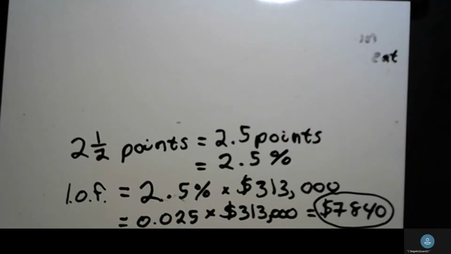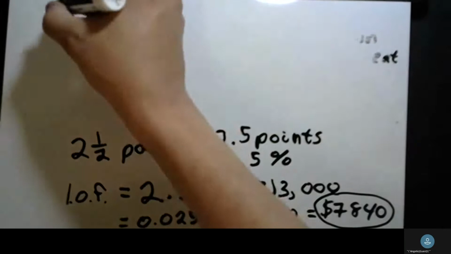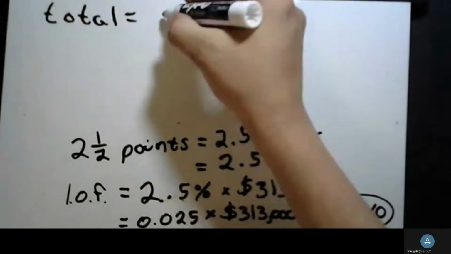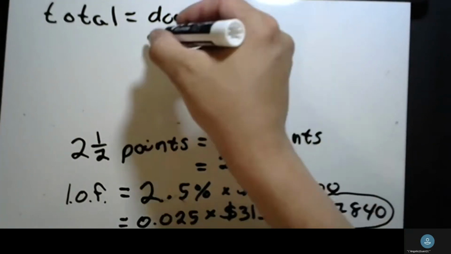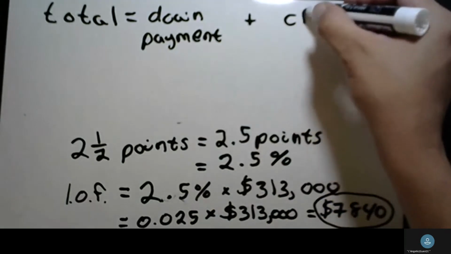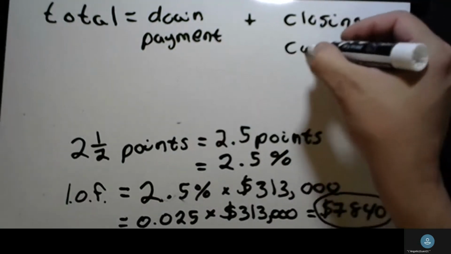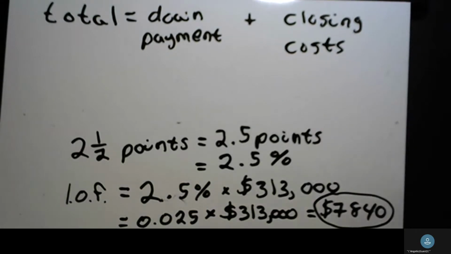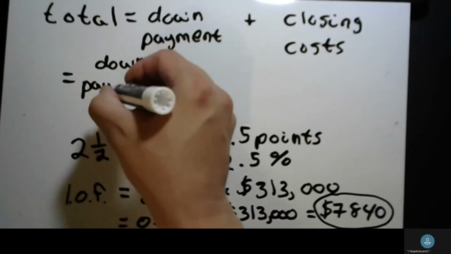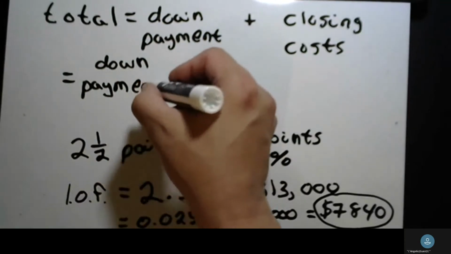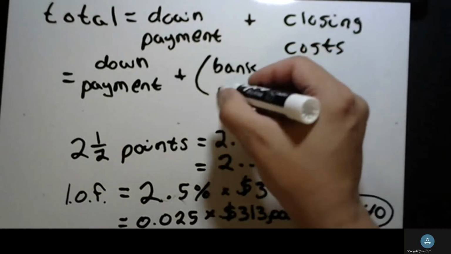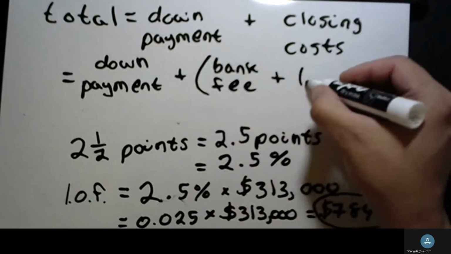So finally, to get the total, this is what you would have to show up to the bank with. The total will be the down payment plus the closing costs. And so we have the bank fee, so the closing costs will be that bank fee plus the LOF.